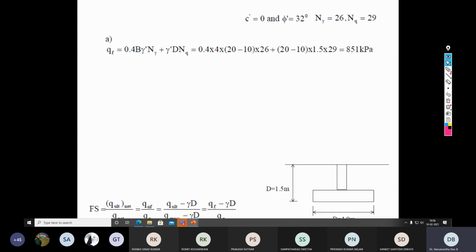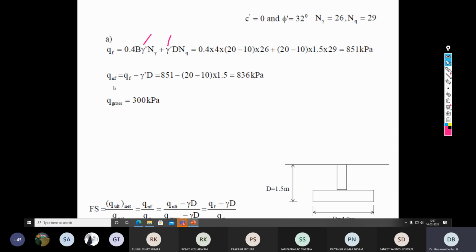So first you calculate Q ultimate. What we get is 851 kilopascal. This is for case A. And here you can see gamma is replaced with gamma dash in both the terms, so the overburden term and the self weight term. Accordingly you can see 20 minus 10, 20 minus 10, that is the submerged unit weight of the soil.